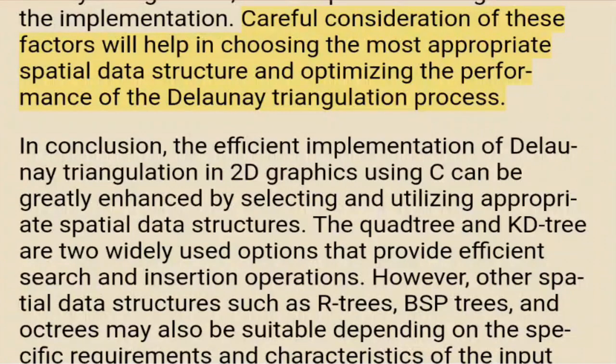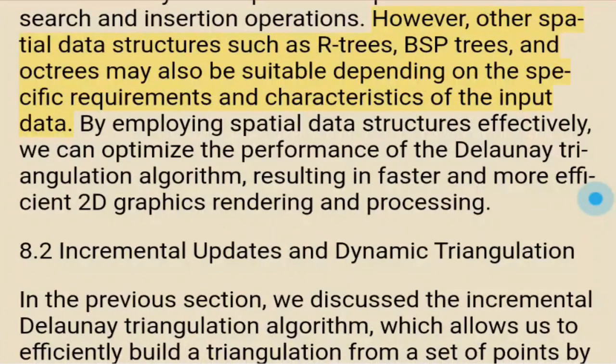Careful consideration of these factors will help in choosing the most appropriate spatial data structure and optimizing the performance of the Delaunay triangulation process. In conclusion, the efficient implementation of Delaunay triangulation in 2D graphics using C can be greatly enhanced by selecting and utilizing appropriate spatial data structures. The quad tree and KD tree are two widely used options that provide efficient search and insertion operations. However, other spatial data structures such as R trees, BSP trees, and octrees may also be suitable depending on the specific requirements and characteristics of the input data. By employing spatial data structures effectively, we can optimize the performance of the Delaunay triangulation algorithm, resulting in faster and more efficient 2D graphics rendering and processing.